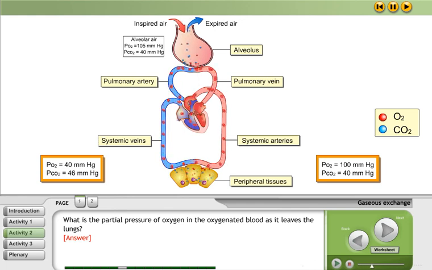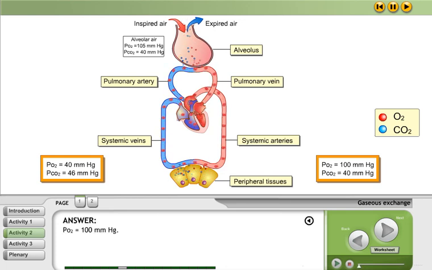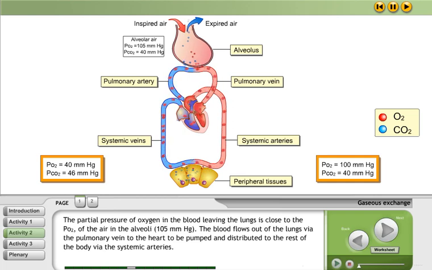What is the partial pressure of oxygen in the oxygenated blood as it leaves the lungs? Answer: partial pressure of oxygen equals 100 mm mercury. The partial pressure of oxygen in the blood leaving the lungs is close to the partial pressure of oxygen of the air in the alveoli, 105 mm mercury. The blood flows out of the lungs via the pulmonary vein to the heart to be pumped and distributed to the rest of the body via the systemic arteries.